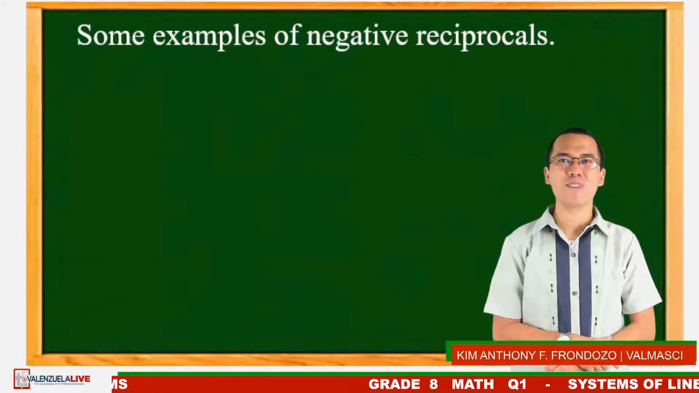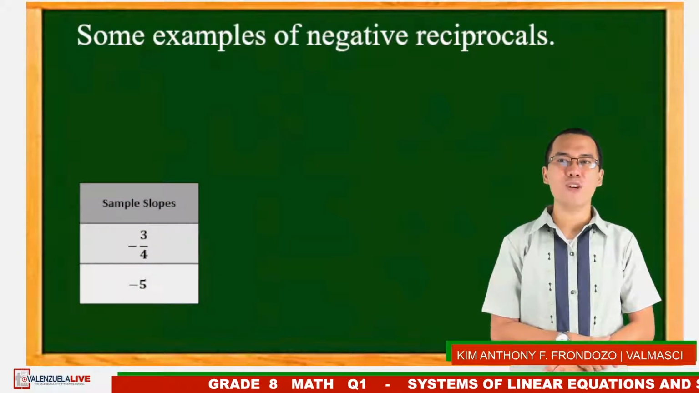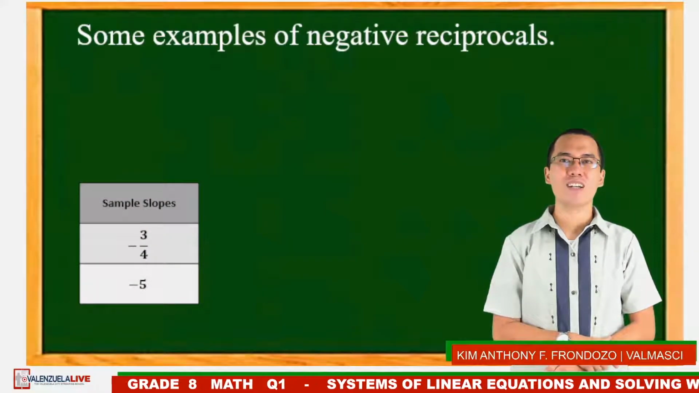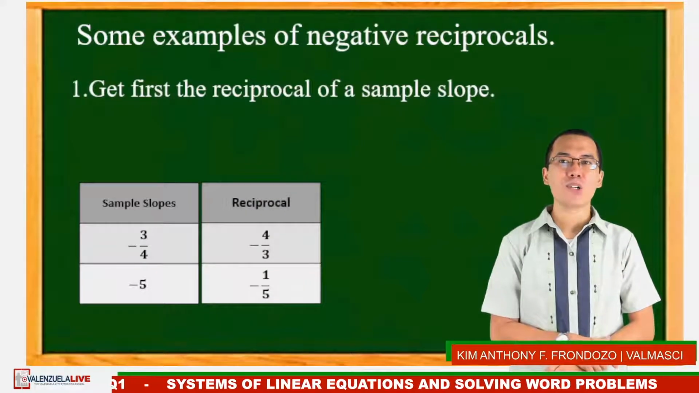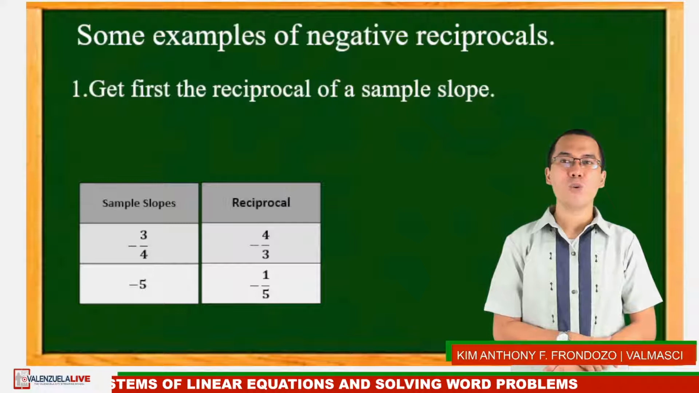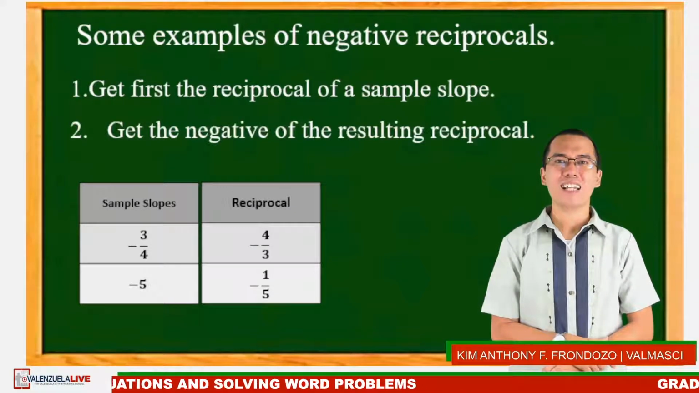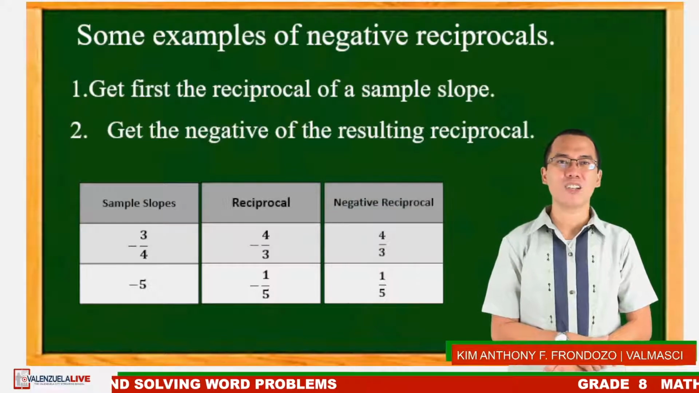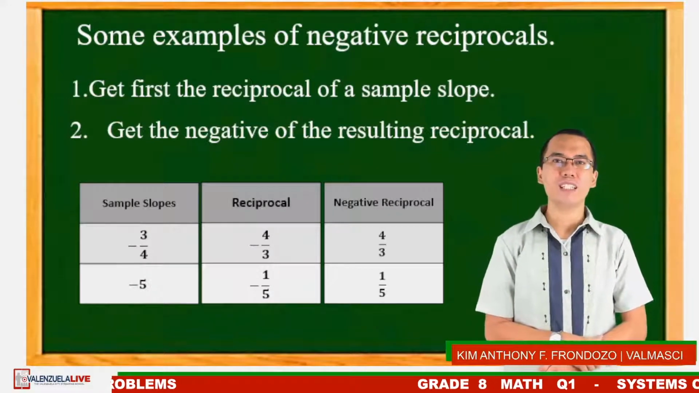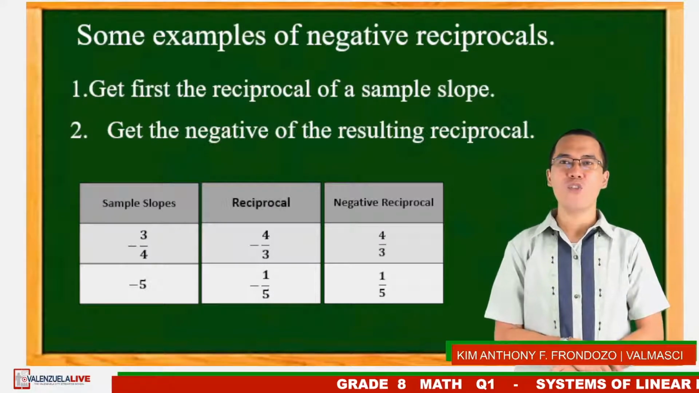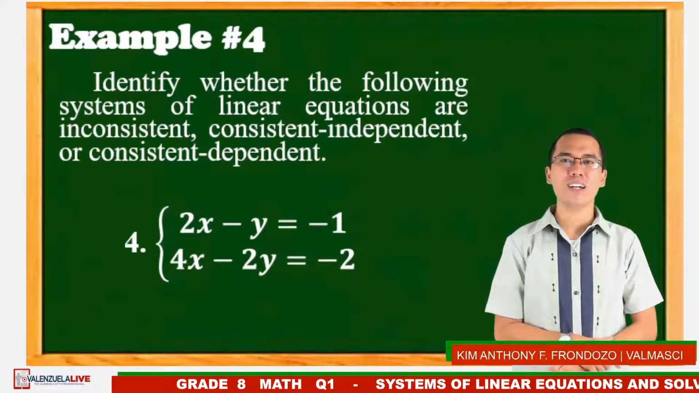Some examples of negative reciprocals. We have -3/4 and -5. First, we need to get the reciprocal of the given slopes. So we'll have -4/3 and -1/5. Then get the negative of the resulting reciprocal. So we'll have 4/3 and 1/5.